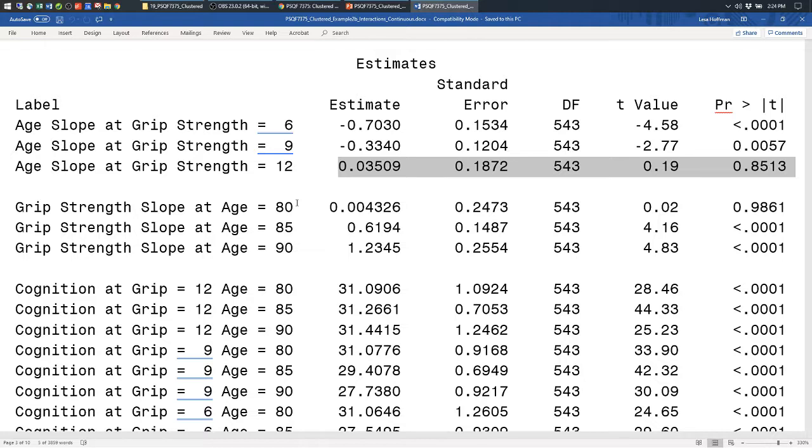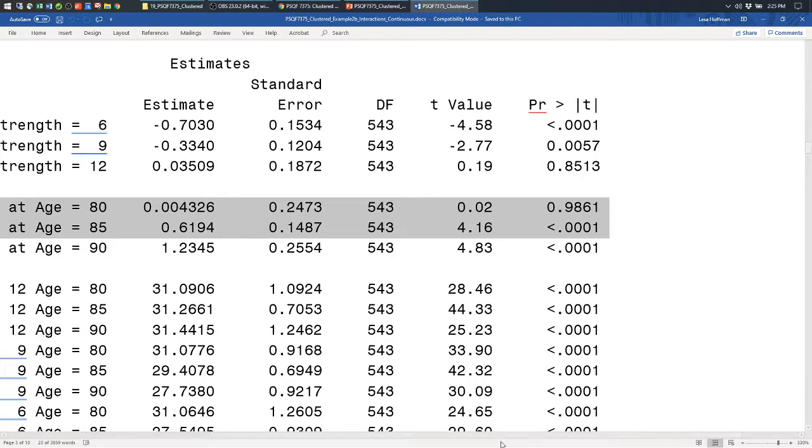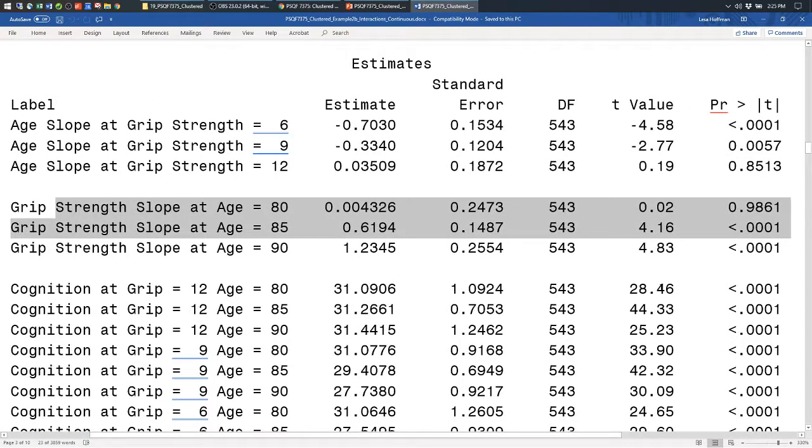Can we figure out where that is? What's it called when we try to figure that out? Do you remember? Starts with an R. Regions. Yeah, regions of significance. Likewise, I could talk about the same thing down here. The grip strength slope is significantly positive at age 85. At some point between age 85 and age 80, it becomes non-significant. We can find where that happens too.